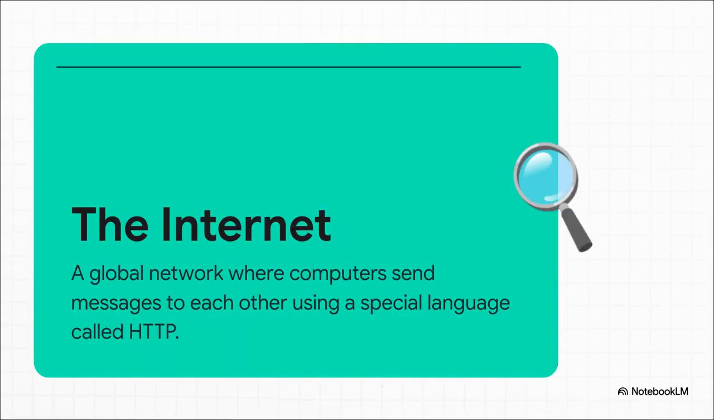So at its absolute core, the internet is really just a planet-spanning network of computers all talking to each other. But the key, the secret sauce, is that they've all agreed to speak a common language, a set of rules called a protocol that makes sure every computer can understand every other computer perfectly.